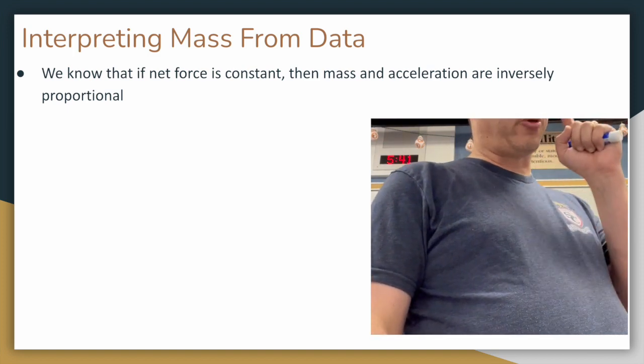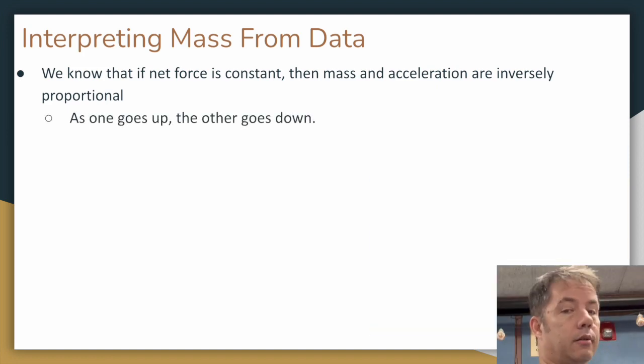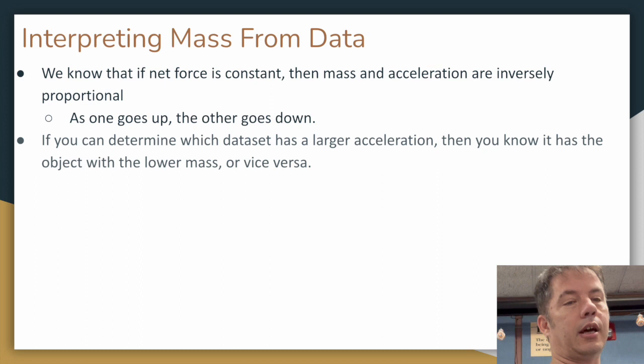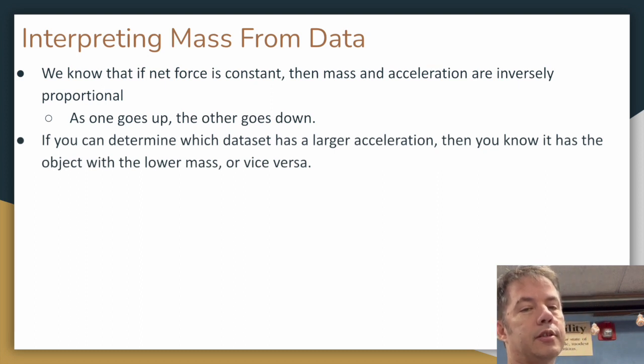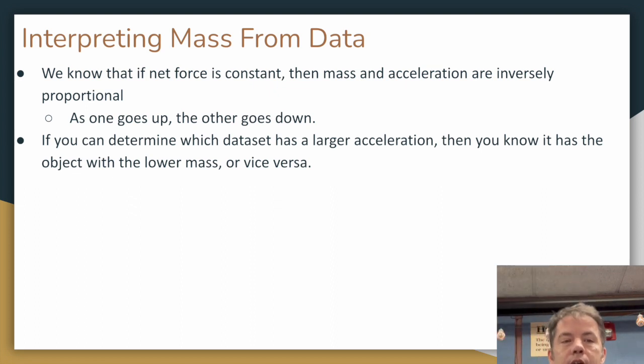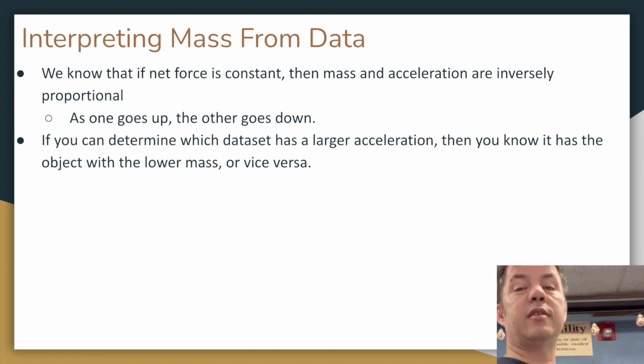So what's held constant is an important thing to think about as we go through this. For an inversely proportional relationship, as one goes up, the other one goes down. If you determine which data set has the largest acceleration, you're fine. If you can determine which data set has a larger acceleration, then you know which object has the lower mass. From graphs and data tables, we can determine if it's accelerating or not. If we know it's accelerating and the force is held constant, then if it's accelerating more than something else, that object might have a lower mass. If it's accelerating less, it might have a bigger mass.